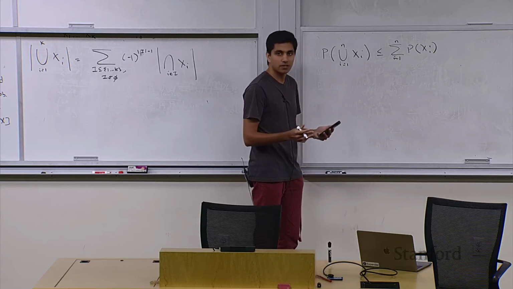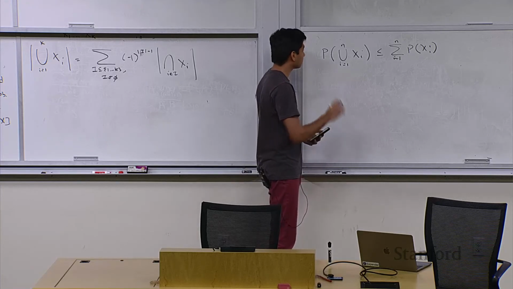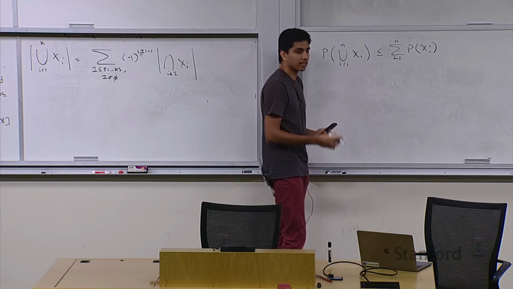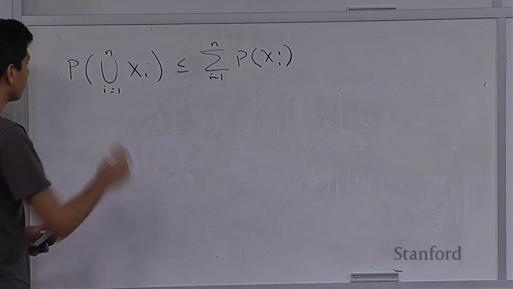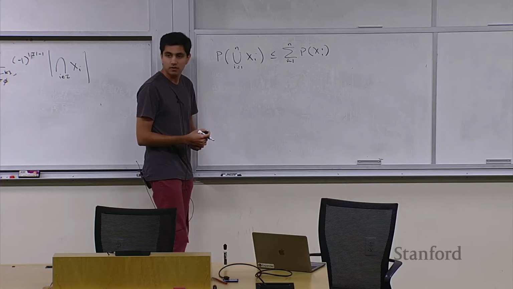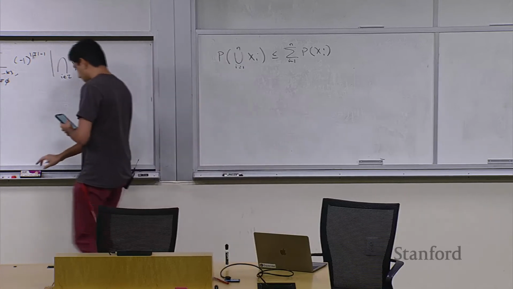But the general intuition that I think is important to understand is that all we're doing here is not worrying about all the intersections and overlaps and just dealing with the sum of the probabilities of all of the xi. Does that make sense to everybody? Does anybody have any questions so far? Excellent. So let's move on to the next thing.